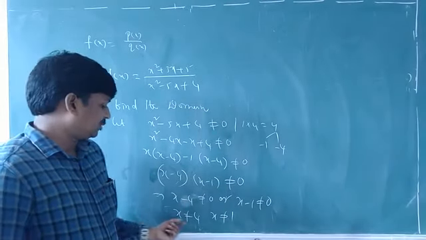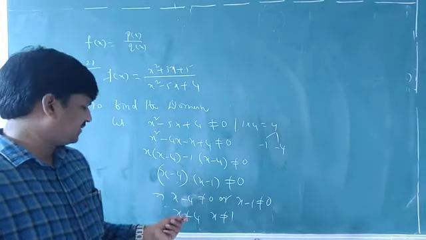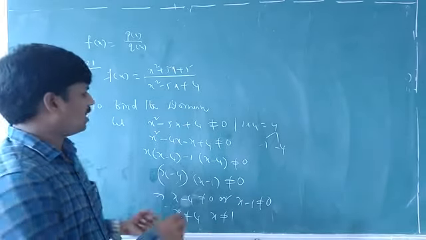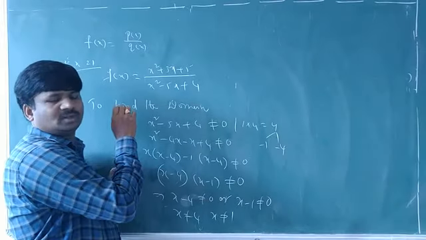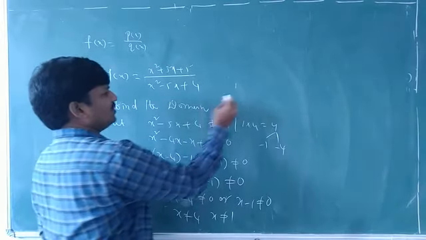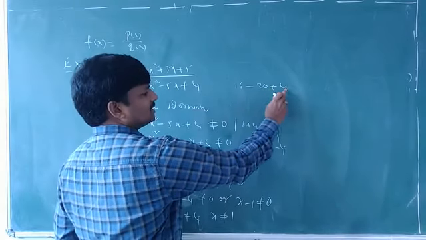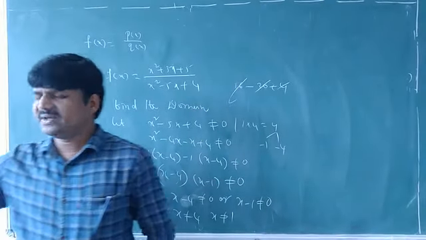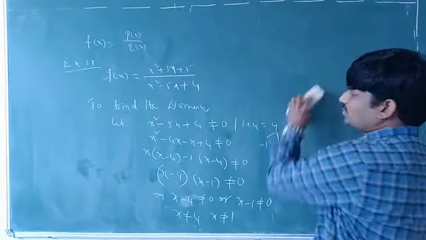So we got x is not equal to 4 and x is not equal to 1. That means you cannot take x value 4 and you cannot take x value 1. If you substitute 4 in the denominator, 4 square is 16, minus 4 into 5 is 20, plus 4: 16 plus 4 is 20, 20 minus 20 is 0. So the denominator is 0, and that is why we cannot take x value 4.